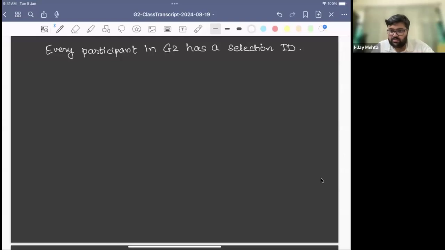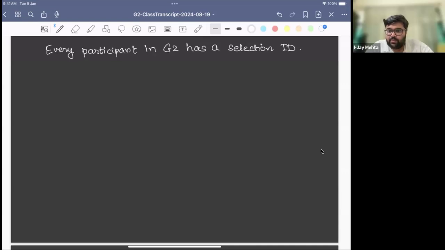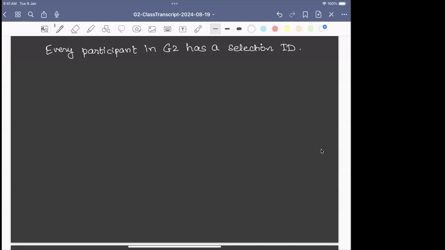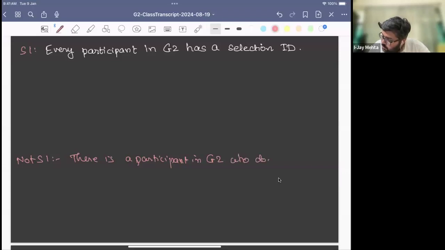Yes, very good. Room number 8, Takshak, same answer? Yes, sir. Room number 5, Shivam, same answer, sir. Okay, so clearing the feedback, did you understand? Those who understand, click yes. So what Sakshi said is that there is a participant in G2 who does not have a selection ID.